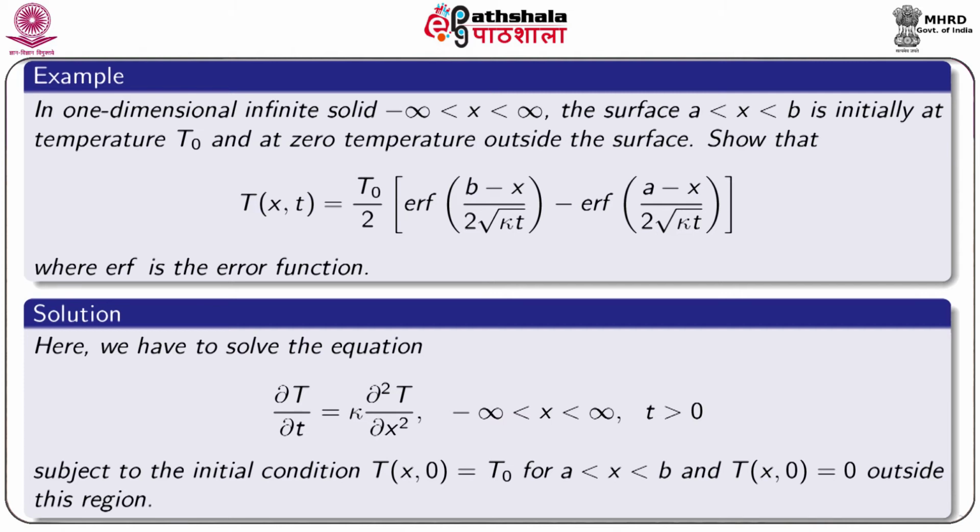So, the problem can be written as: we have to find the function capital T which satisfies the one-dimensional heat equation written here, subject to the initial condition T(x, 0) equals T0 for a less than x less than b, where T0 is some constant, and T(x, 0) equals 0 outside this region.